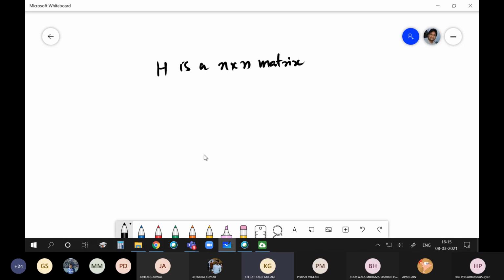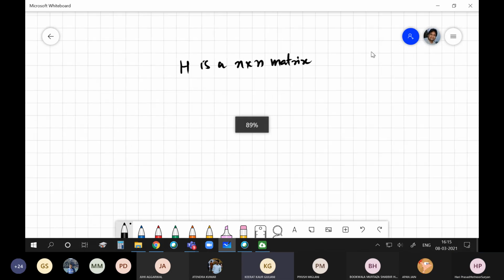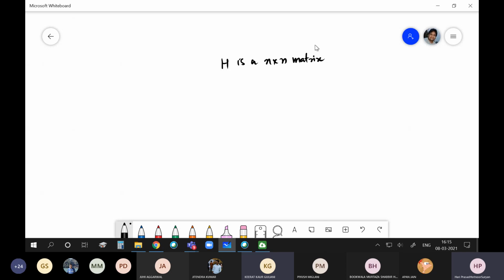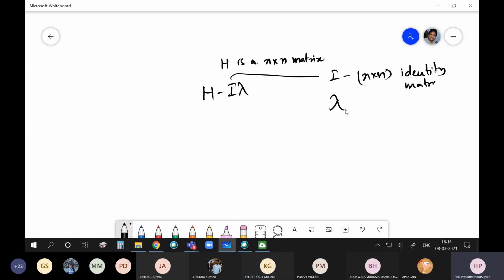The determinant of H minus lambda I should be 0. So what we have to do is form H minus lambda times I, where I is the n by n identity matrix, and lambda represents the eigenvalues.